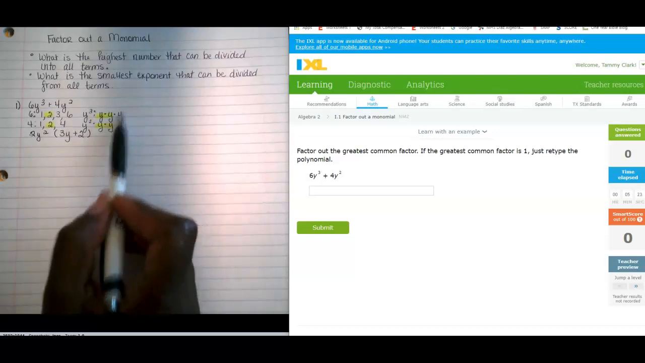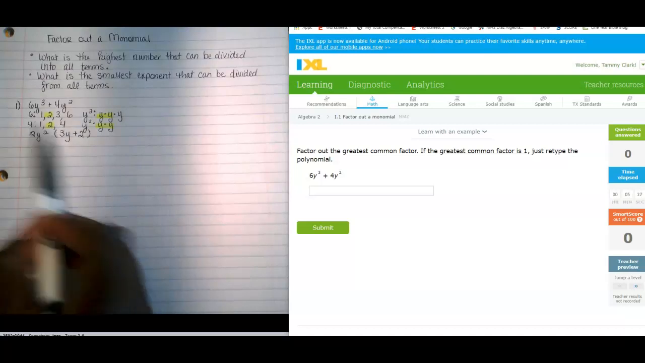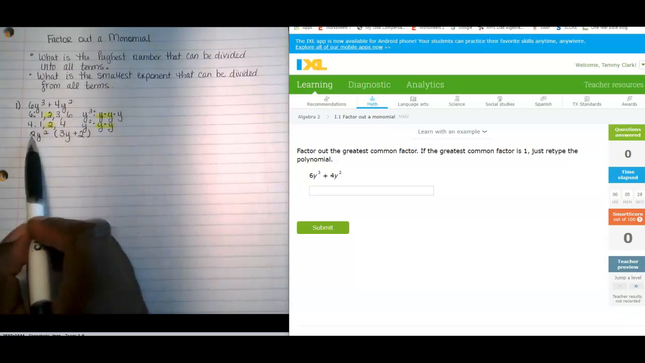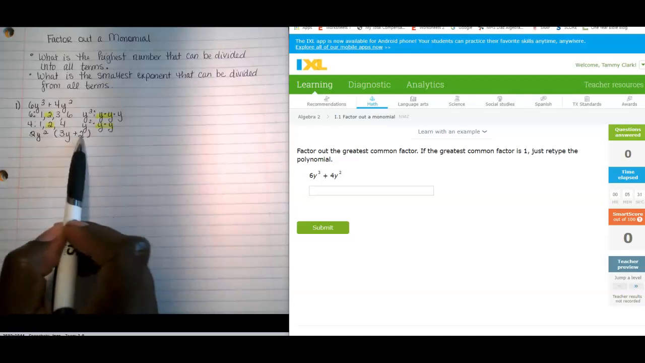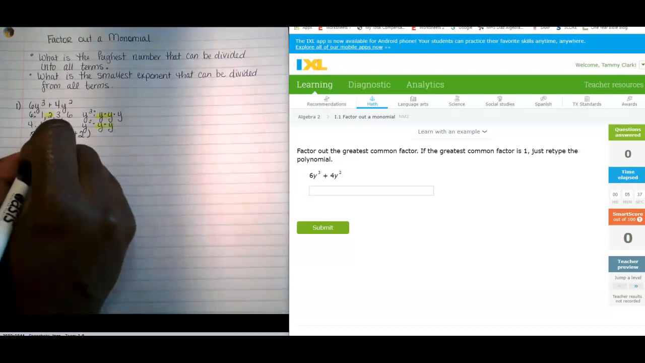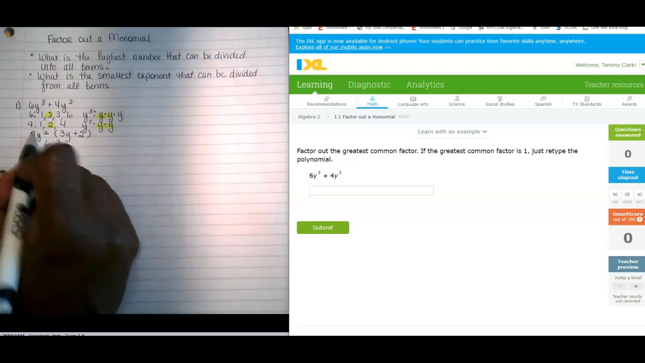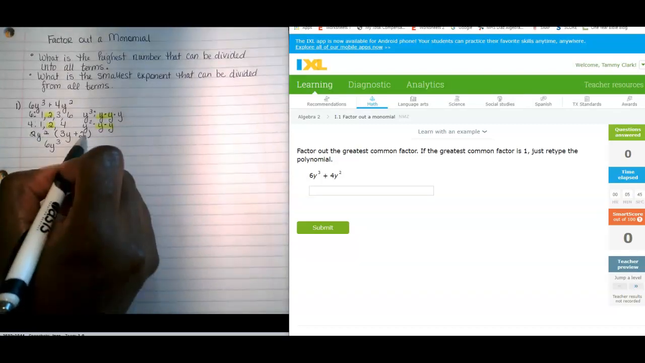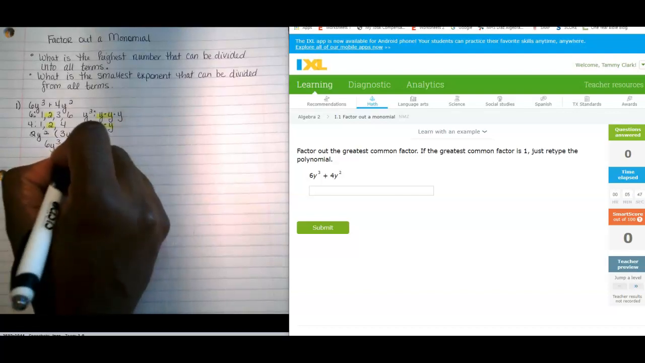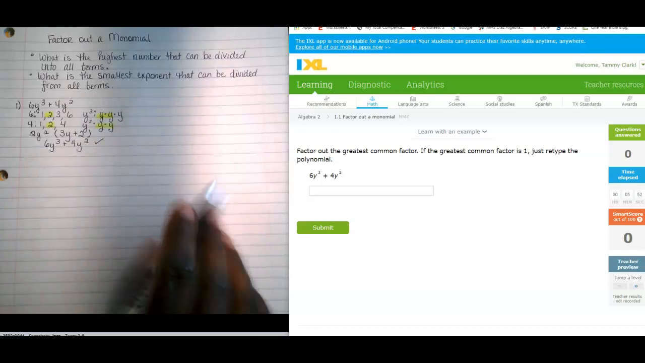And I had 1y left over here. Here, for the 4, I brought out a 2 as well. So 2 times 2 is 4. This is the other 2. So again, if I check this, 2y squared times 3y is indeed 6y cubed. 2y squared times 2 is positive 4y squared. So that checks out for me.